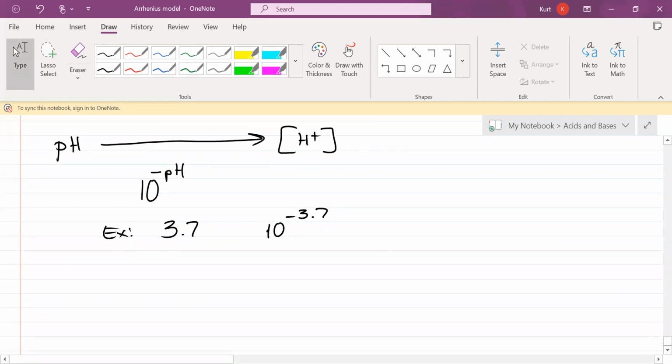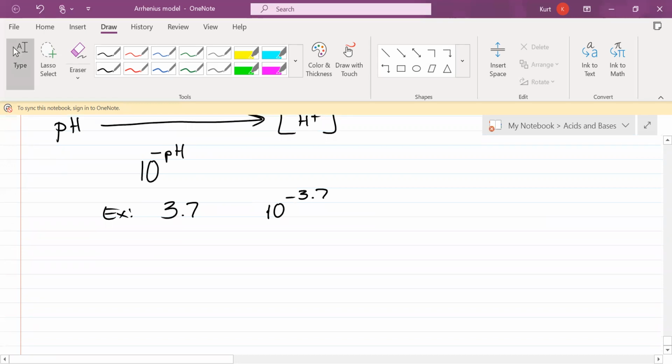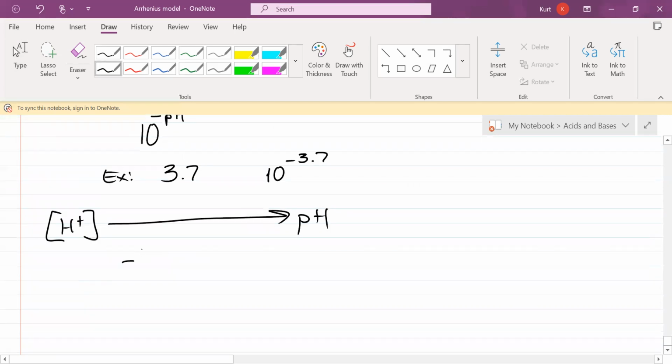You would do 10 to the negative 3.7, that would be your answer. What if I wanted to go from the hydrogen ion concentration to find the pH value? What would you do there, David? You would type in negative log, parentheses, whatever that hydrogen ion concentration was, close parentheses, and that will give you your answer.